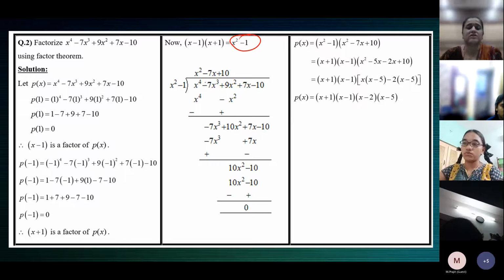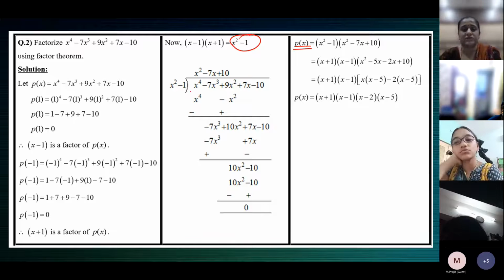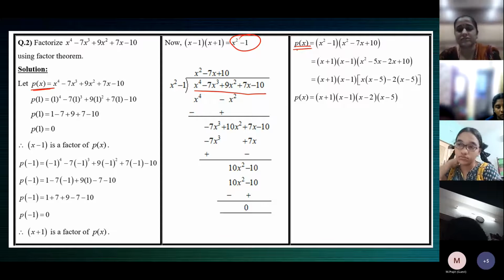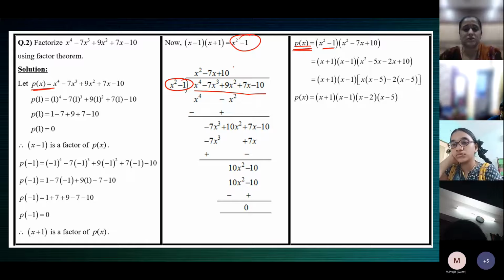For those who still need to understand better, I'll work the long division for you. Now, after performing the long division, the division algorithm: this is the dividend P of x. Dividend P of x is equal to divisor into quotient plus the remainder. Remainder is 0, so you just leave it.